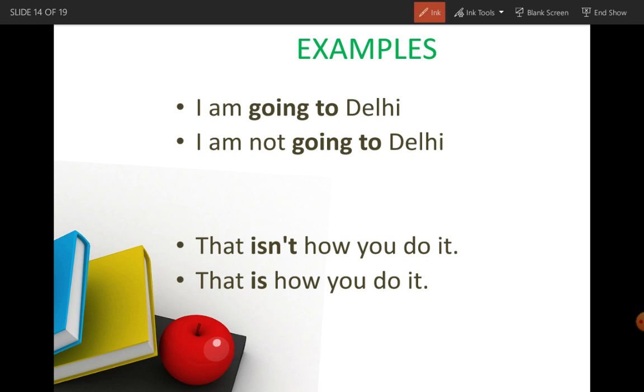Next sentence, I am going to Delhi. In this sentence, this is positive, and by adding not, we can make it negative. I am not going to Delhi. Next sentence, that isn't how you do it. This is a negative sentence because isn't is there. To make it positive, you just remove not, then it becomes that is how you do it.